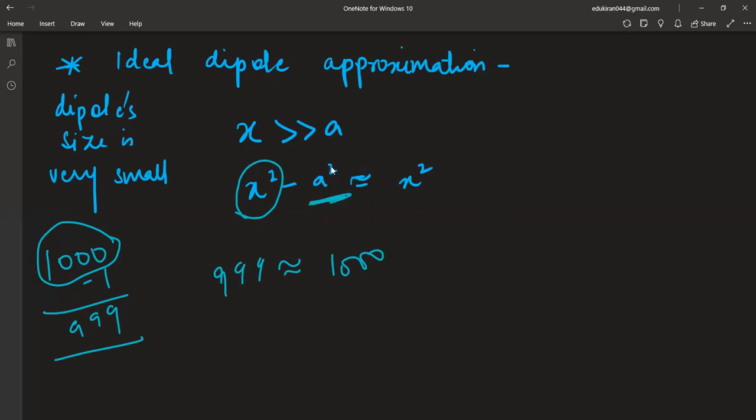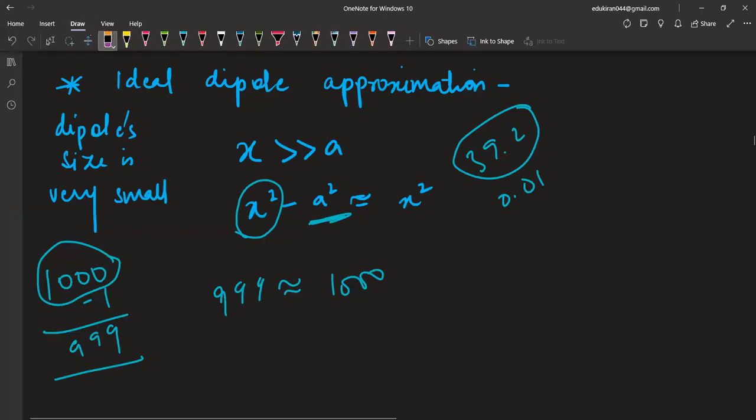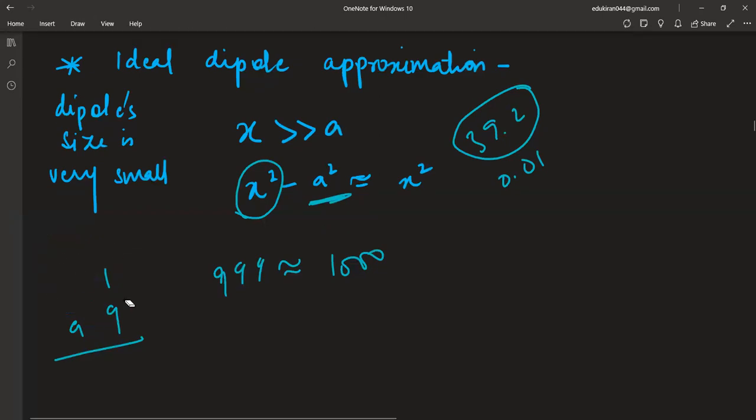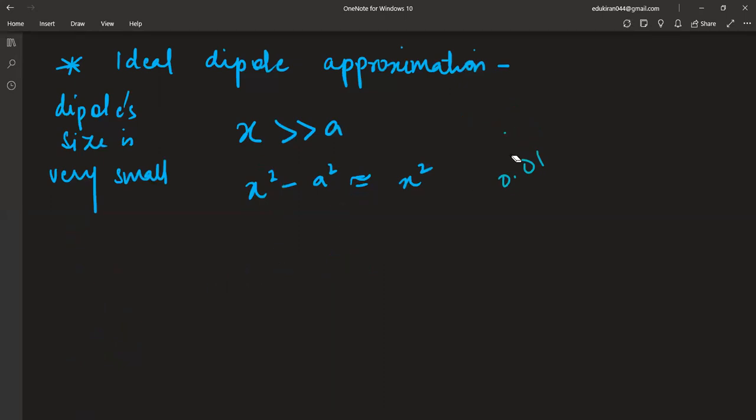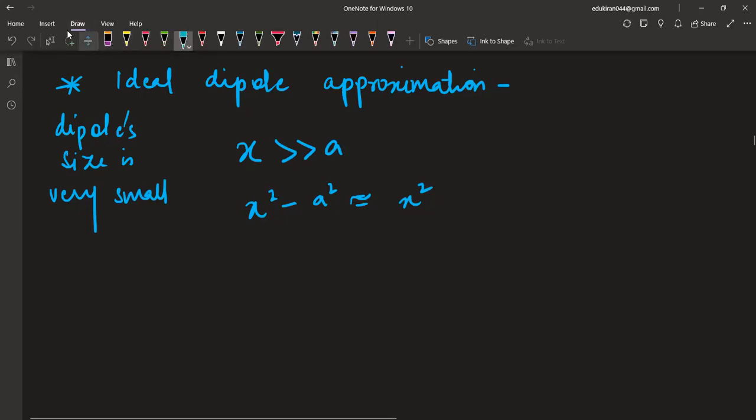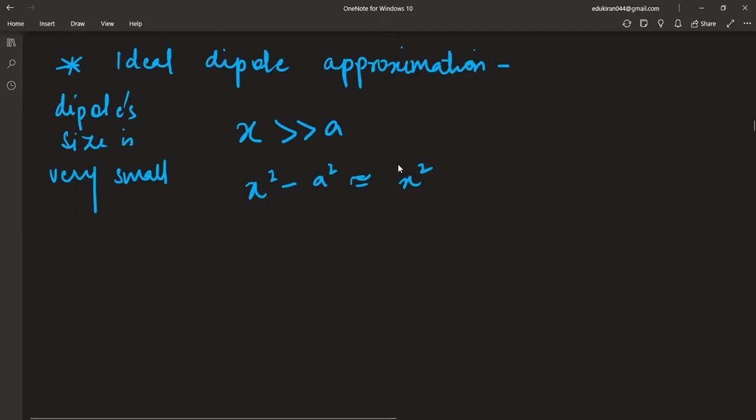It's like if x is some 39.2 and a is 0.01, you will always use 39.2 instead of it. This is why we use ideal dipole approximation, because in most of the cases, the dipole's size is very much smaller in comparison to the separation from the center to the point of calculation. So we write it as x square.